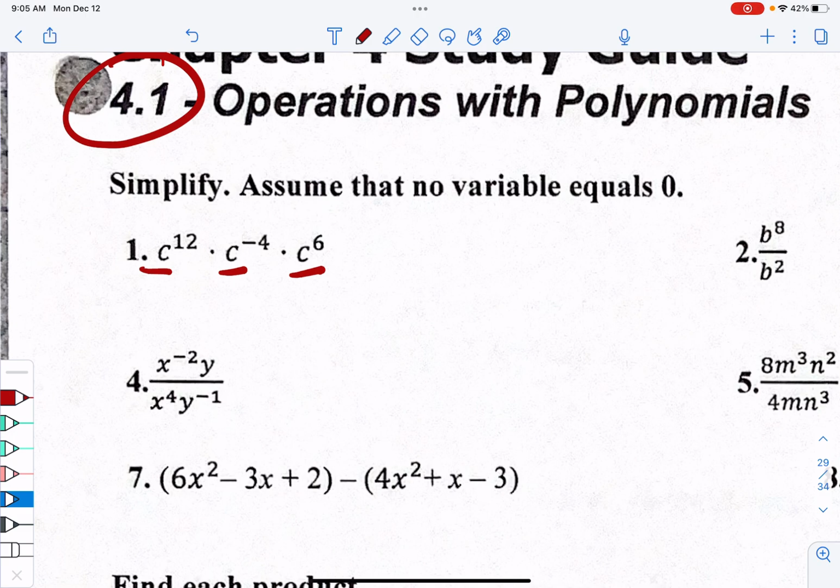So this top part here, 4.1, okay, we are multiplying these 3 pieces together. And when we're multiplying like that, we add the exponents. So 12, -4, and 6, okay?